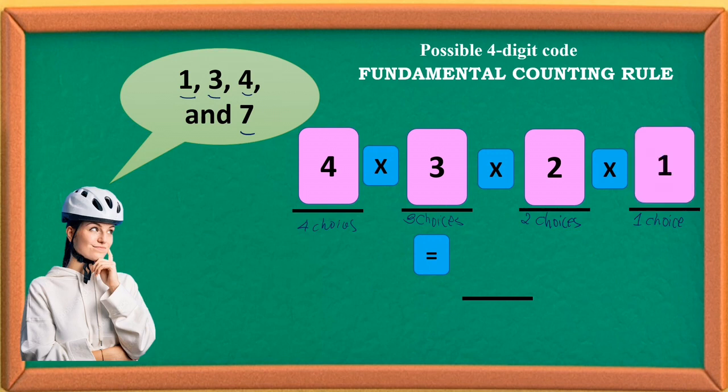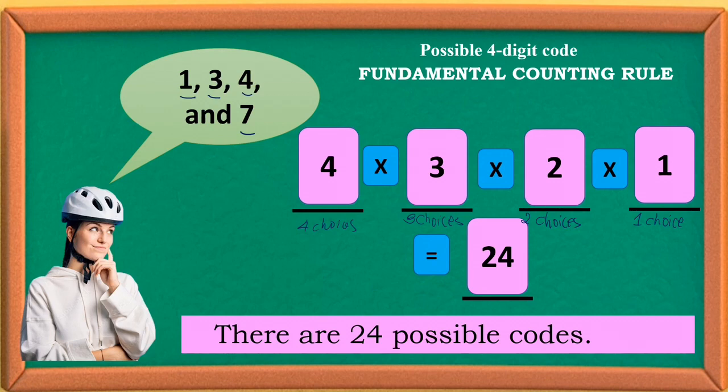So that is 4 times 3 times 2 times 1, and that is equal to 24. We have the same answer using the listing method and the fundamental counting rule. There are 24 possible codes in all.